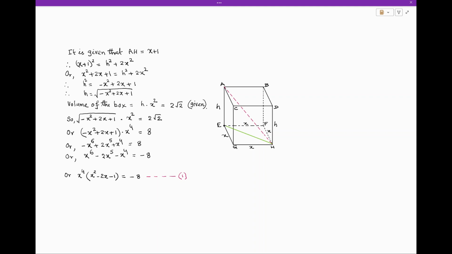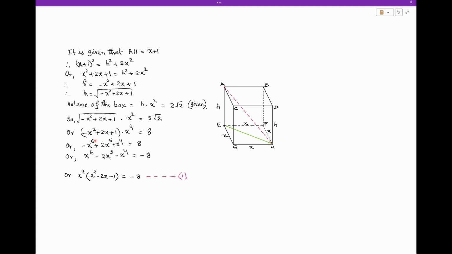Volume of the box is the area of the bottom face, that is EFHG, multiplied by the height h. So the volume of the box is h into x square, and that is given to be 2 multiplied by square root 2. So because h is equal to this much, we get square root of minus x square plus 2x plus 1 whole multiplied by x square is equal to 2 multiplied by square root of 2.